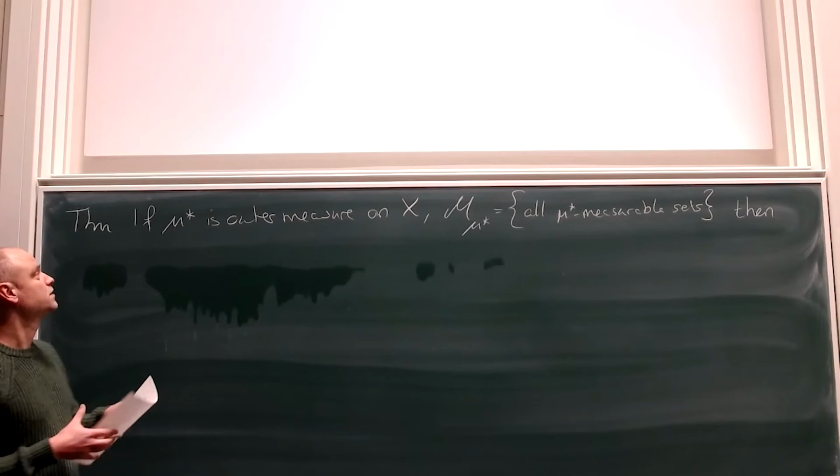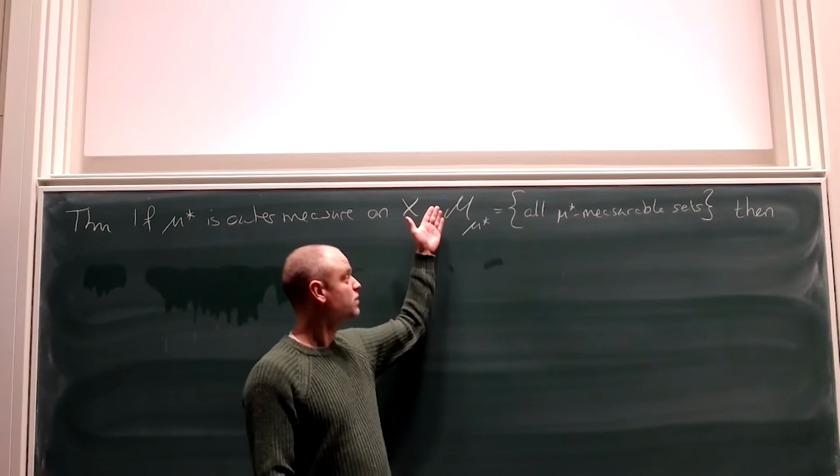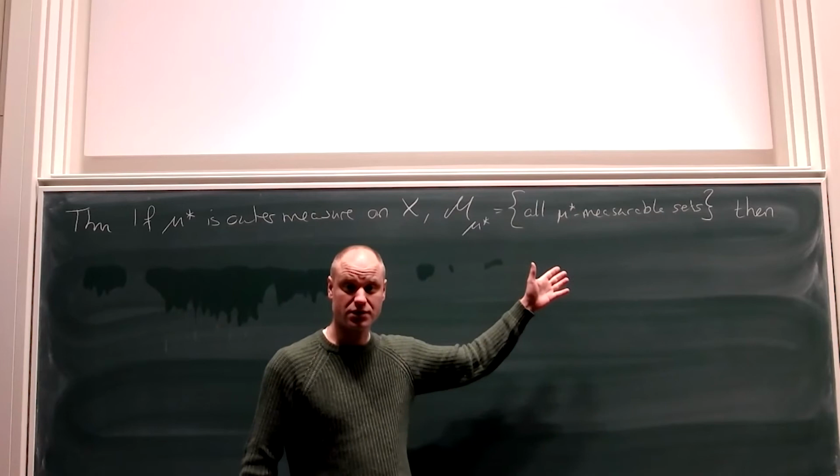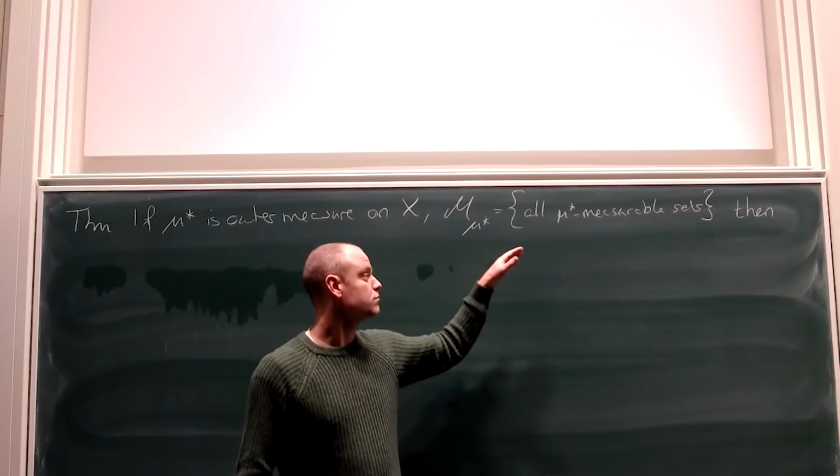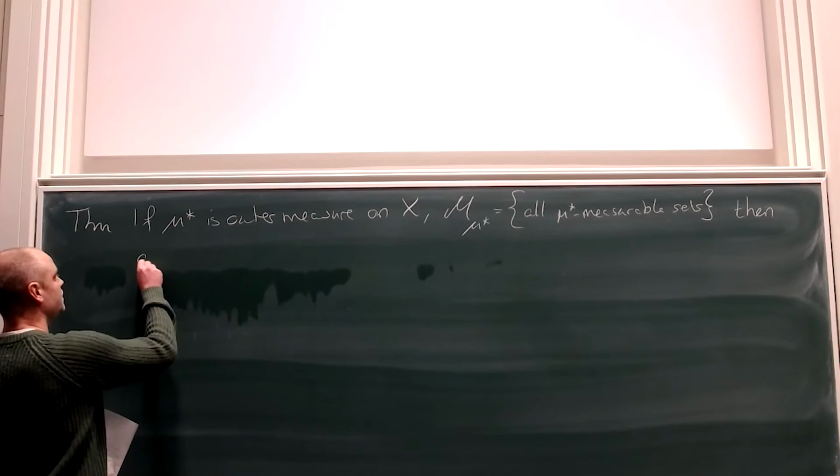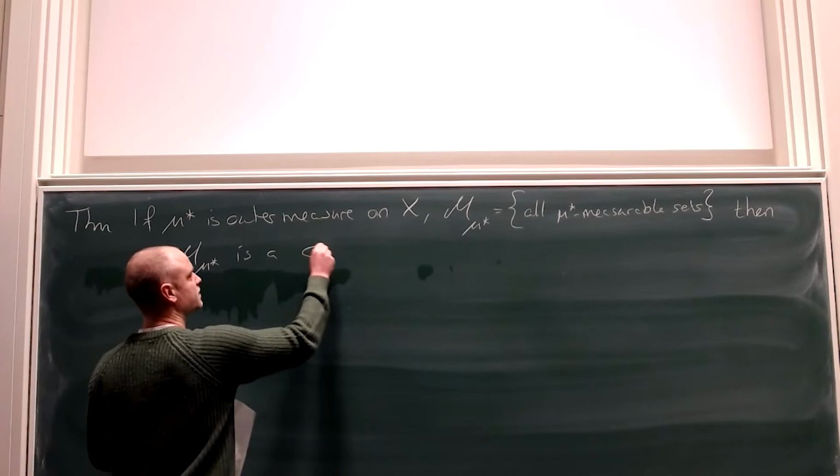All right, so if mu star is an outer measure on some set X, we can denote by M mu star the set of all measurable sets according to that identity, which we discussed just now. Then A, M mu star is a sigma algebra.